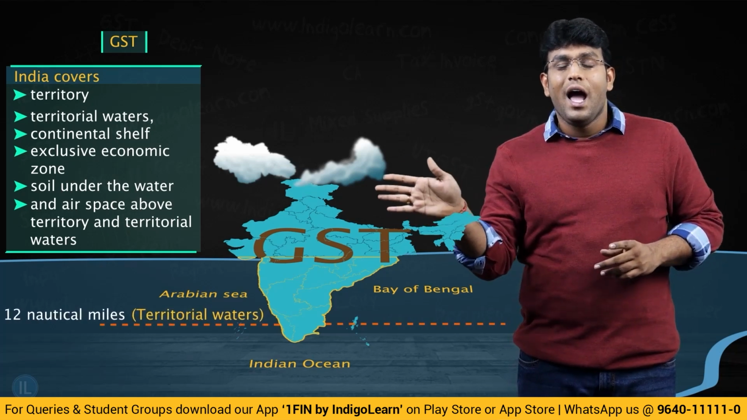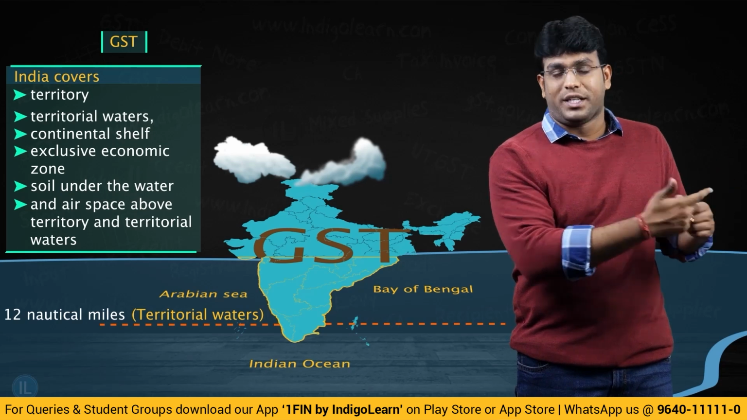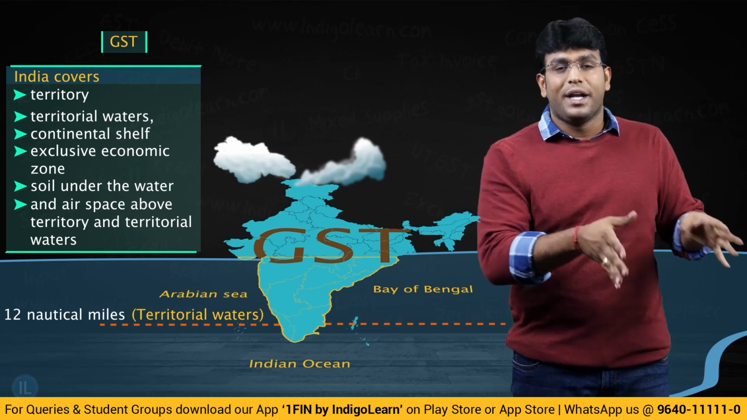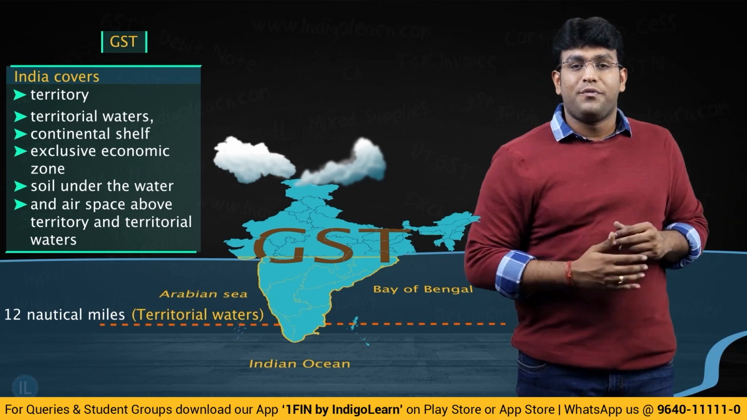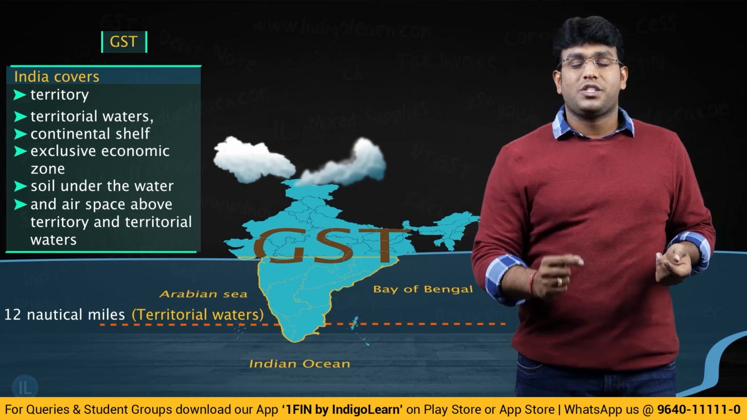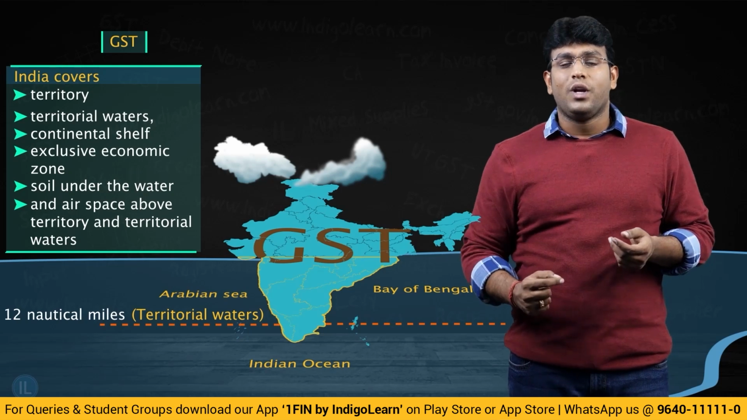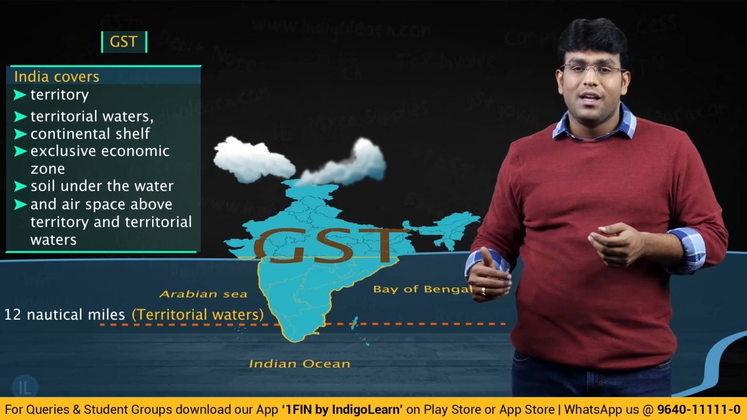From the baseline up to 12 nautical miles, we call it territorial waters. So that is also a part of India. And India also covers the continental shelf or exclusive economic zone. Continental shelf or exclusive economic zone is basically from the baseline up to 200 nautical miles.